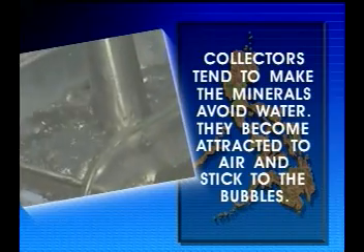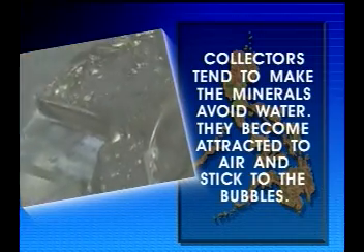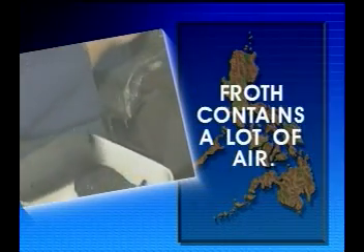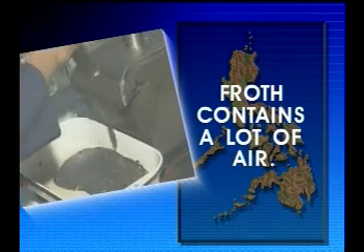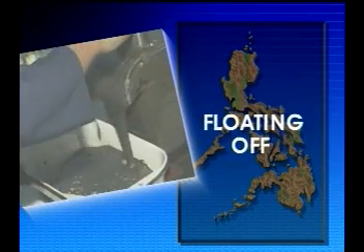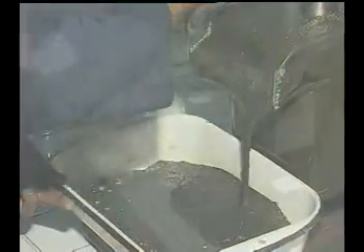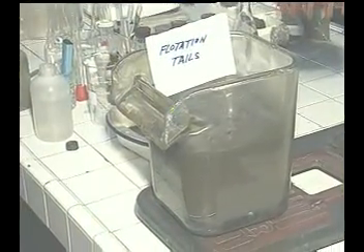Collectors tend to make the minerals such as copper sulfides avoid the water. They become attracted to air and stick to the bubbles. The froth contains a lot of air, so it is less dense than water and floats on top. The froth containing the concentrate is then skimmed off. Meanwhile, the dirt and rock, or tailings, which are denser than water, sink to the bottom of the tank.